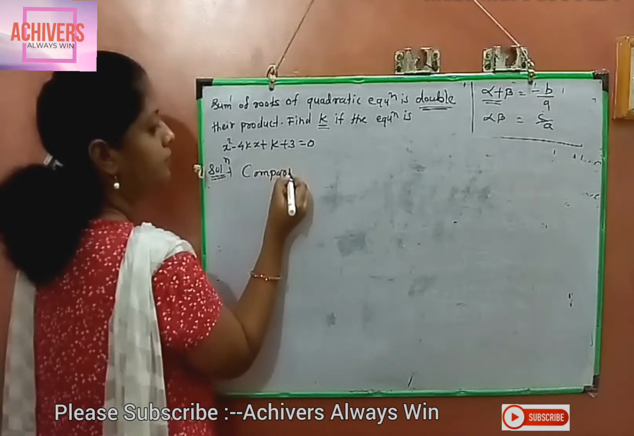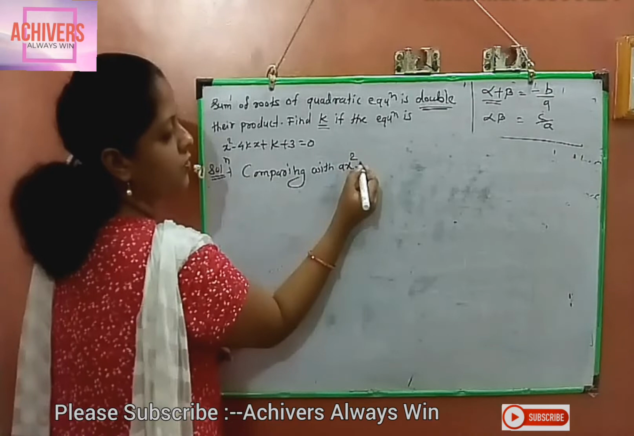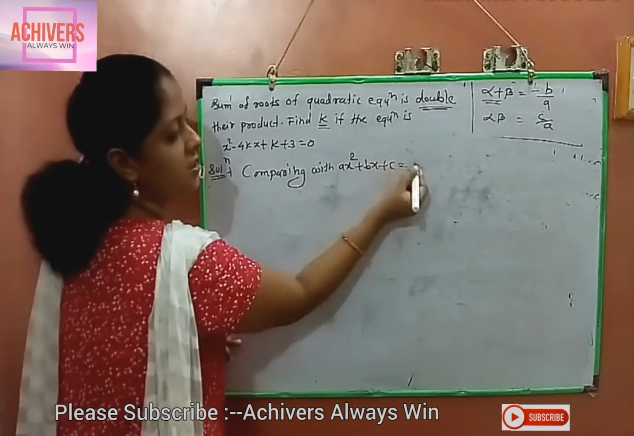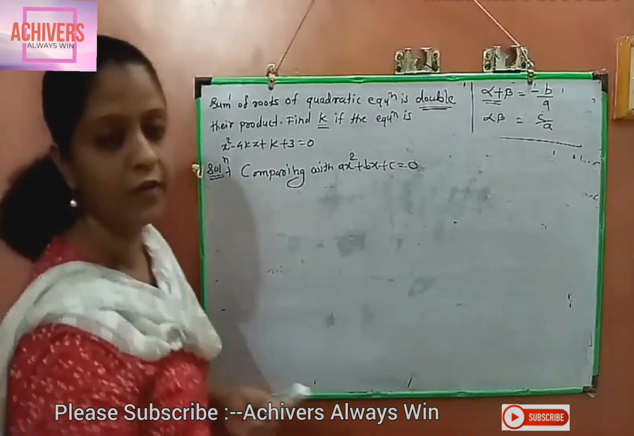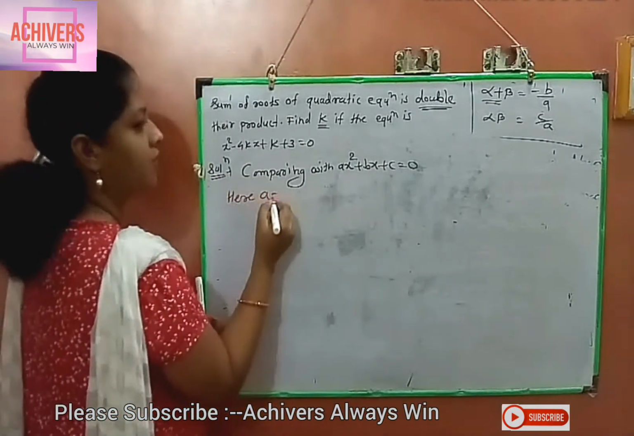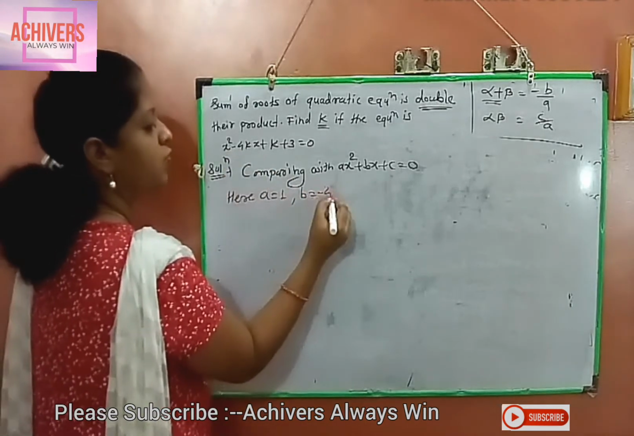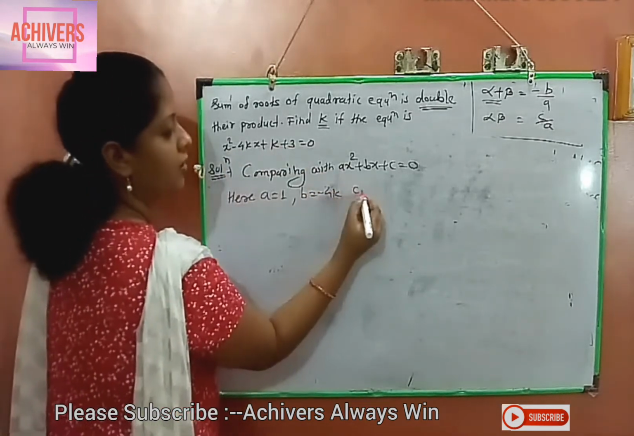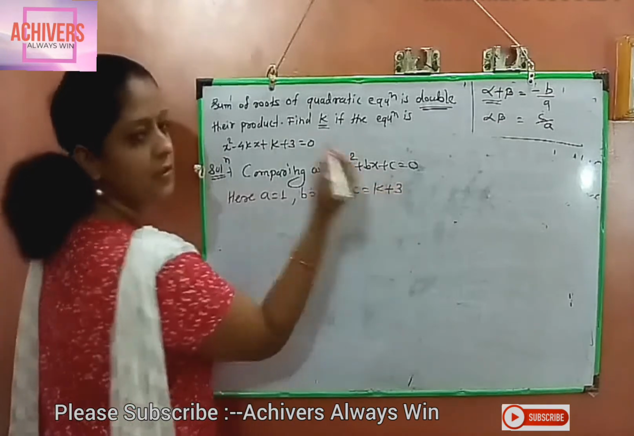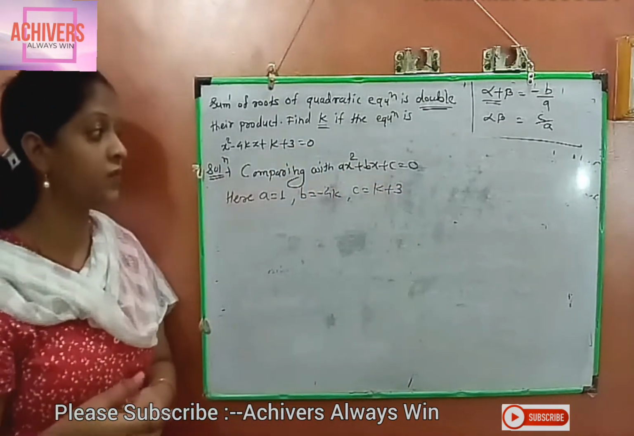Comparing with which equation? Ax square plus bx plus c is equal to 0. Then we get three values. Which values? Here a is equal to 1, b is equal to minus 4k and c is equal to the constant term k plus 3. Then find which values?